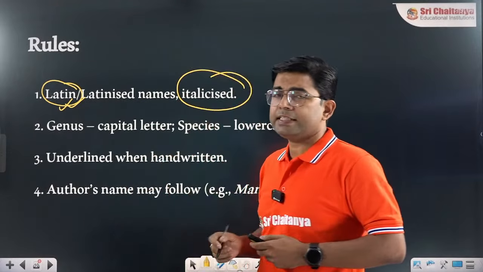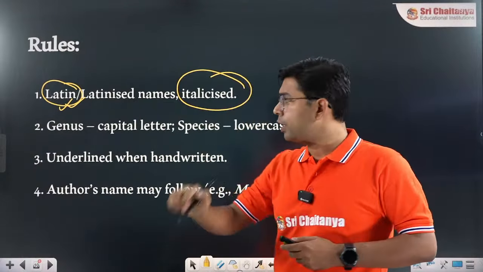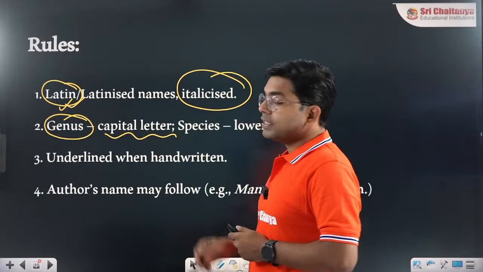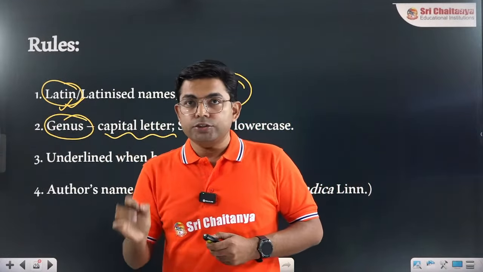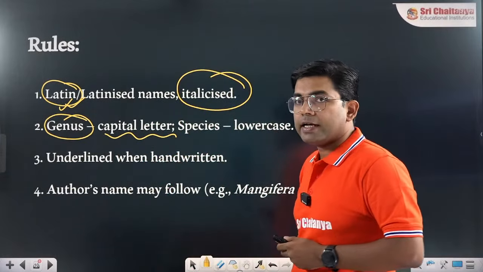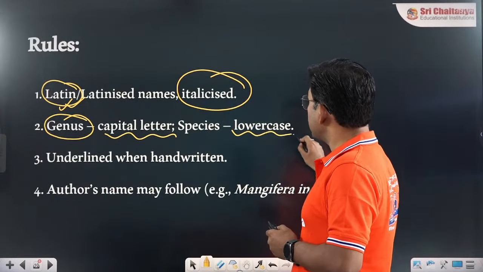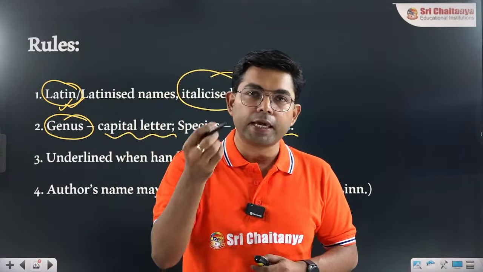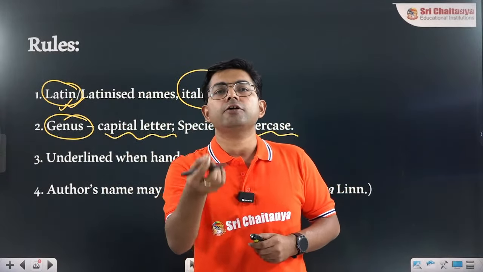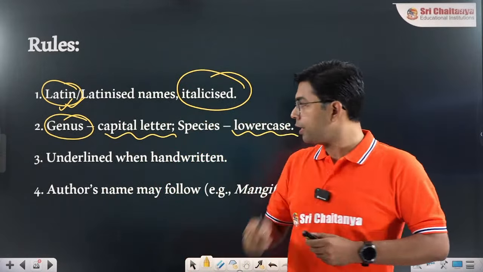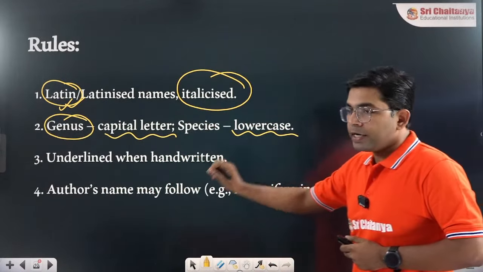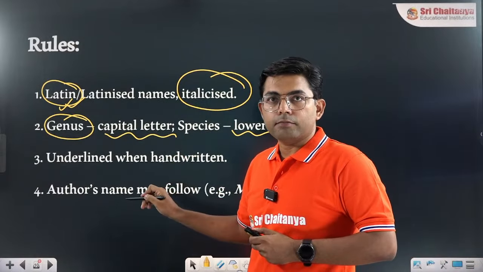We have already seen that they will consist of two words. First word is the genus, which will start with a capital letter, and species will start with a lowercase letter. So the first letter of genus will be capital and the first letter of species will be a small letter. Then these are underlined separately when they are handwritten.